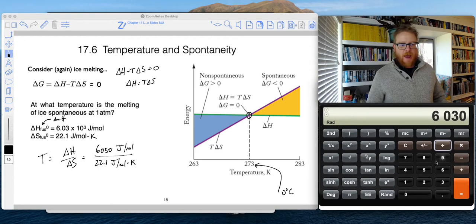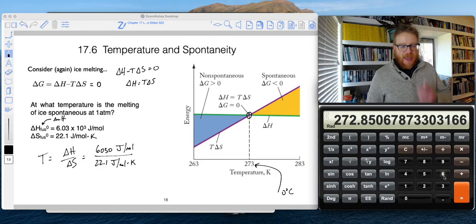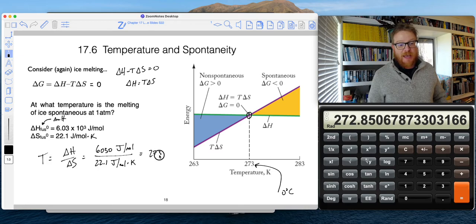6030 divided by 22.1. And look at that, I get 272.85. And I only have 3 significant digits here. So I would report that number as 273.